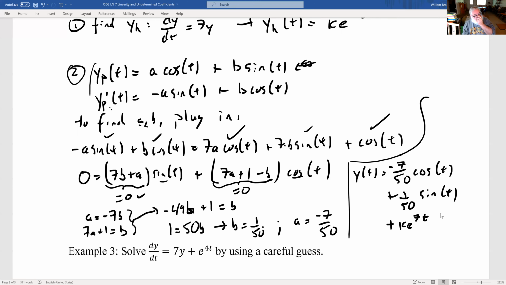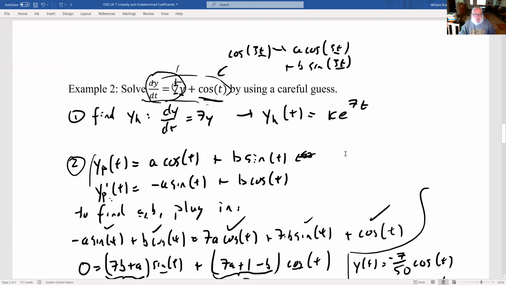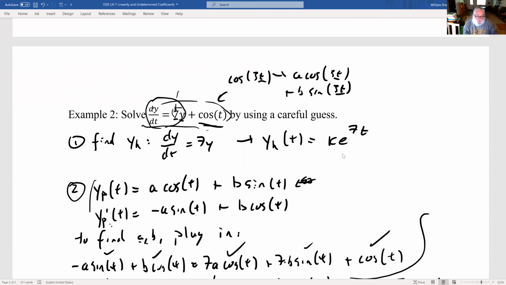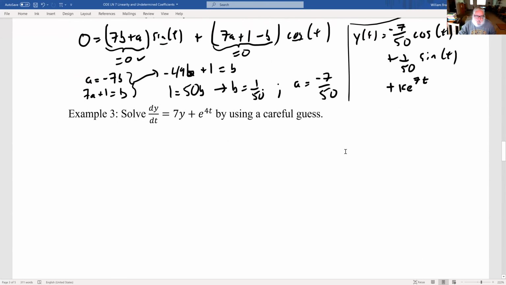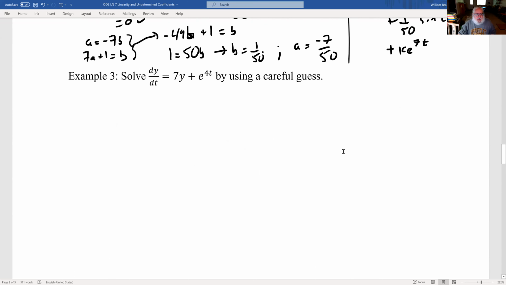Why is this better than integrating factors? Because with integrating factors, your integrating factor will be e to the minus 7t, and then you have to integrate e to the minus 7t times cosine t, which, if you remember doing that in integration by parts in calculus 2, is kind of a pain. So we wouldn't want to do that. So what about this one?